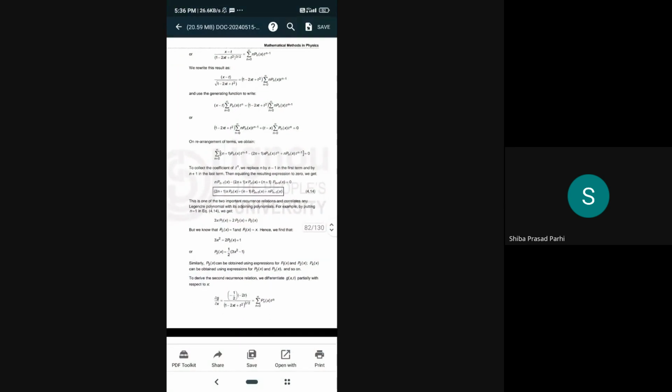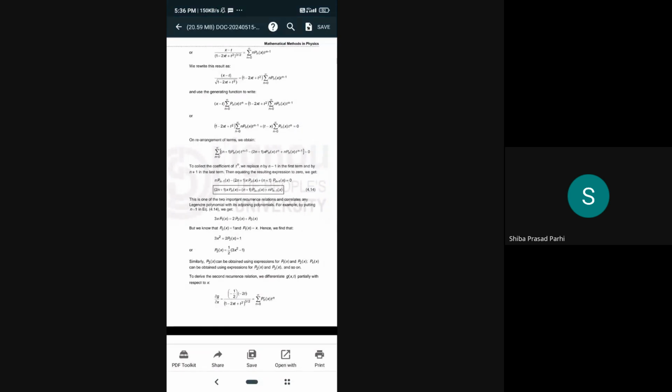This is one of the two important recursion relations and correlates any Legendre polynomial with the adjoining polynomials. So, for example, by putting n is equal to 1, you get 3x P1(x) is equal to 2P2(x) plus P0(x). But we know that P0(x) is equal to 1 and P1(x) is equal to x. So we have 3x square is equal to 2P2(x) plus 1, and P2(x) is equal to half (3x square minus 1). Similarly, P3(x) can be obtained using the expressions for P1(x) and P2(x), and P4(x) can be obtained using P2(x) and P3(x), and so on.